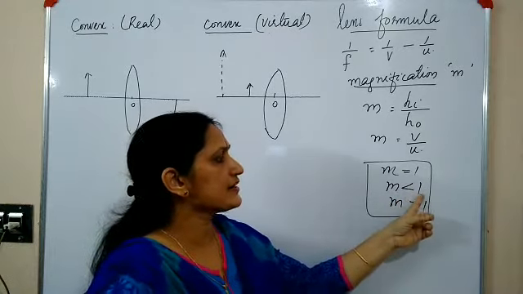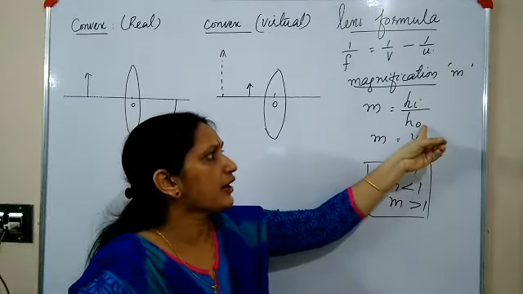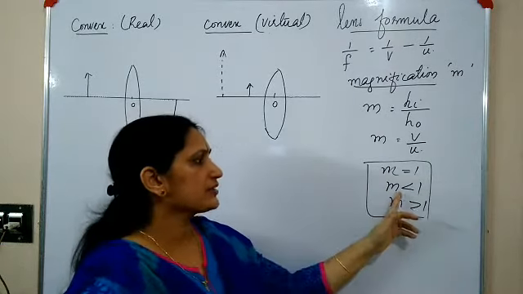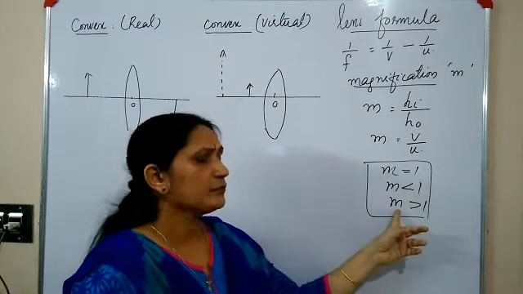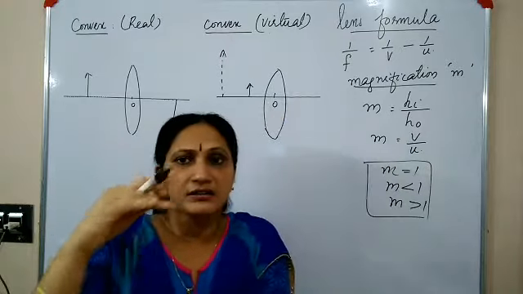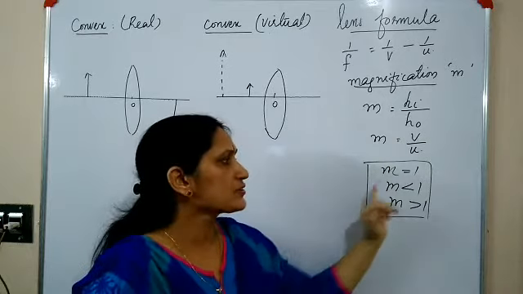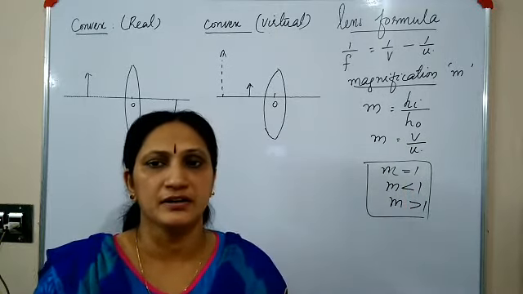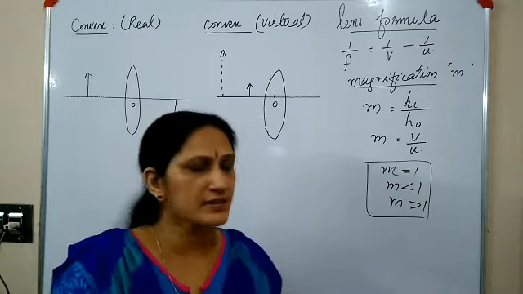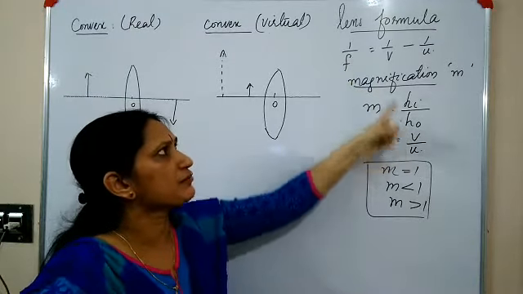Now magnification less than 1 means height of image is less and height of object is more. That means a diminished image is forming. In that case m is less than 1. Magnification greater than 1 means height of image is greater than height of object. That means the image is a magnified image. So from m you will get the idea whether the image is diminished, magnified or same size. Now we have to solve some numericals based on these three formulas.